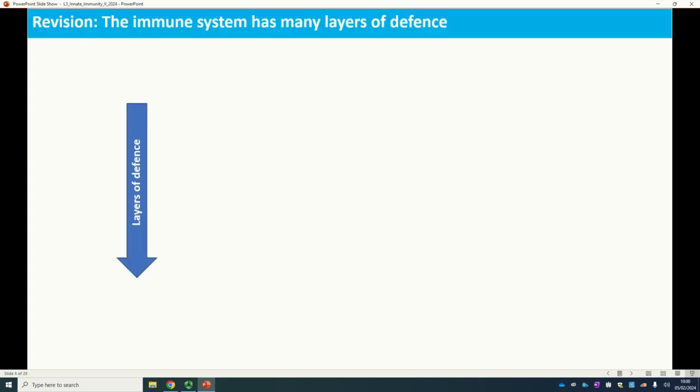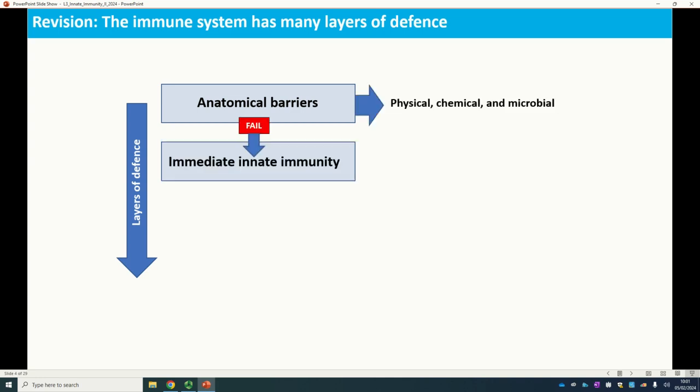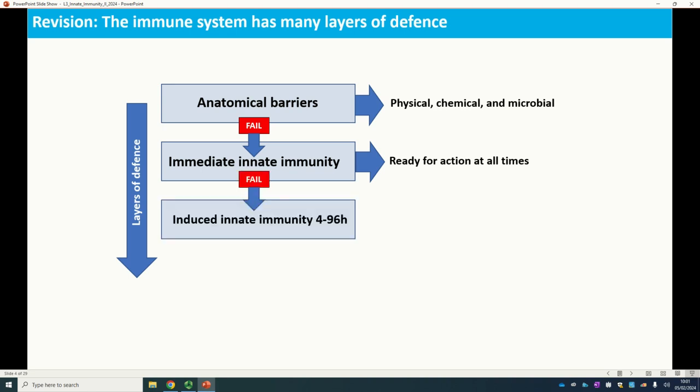So just as a little bit of a recap, you remember that the immune system is comprised of various layers of defense. Initially we have our anatomical barriers, so our skin, mucosa, and the microbiome. Should these fail, we can then rely on the immediate innate immunity. This is our antimicrobial peptides. This is ready for action at all times. It's ready to go.